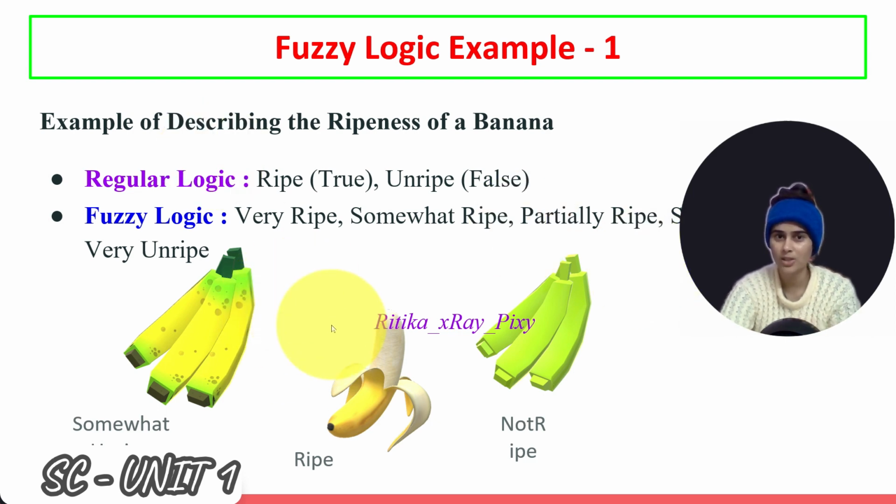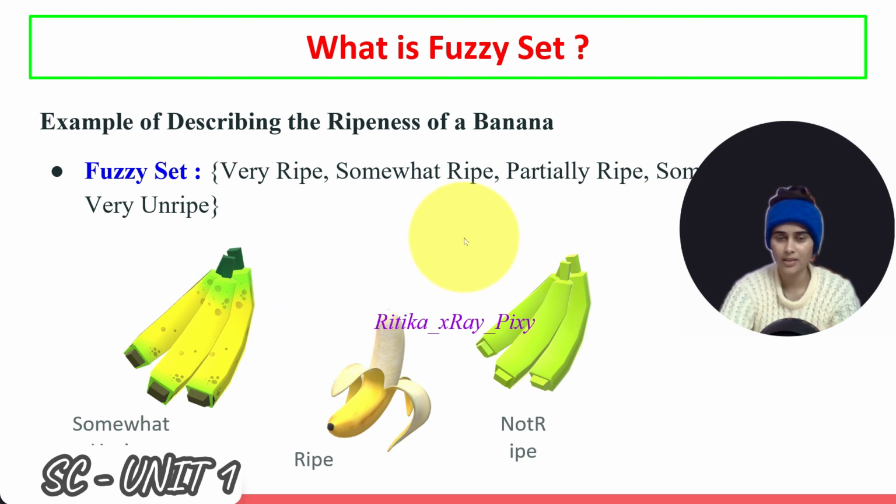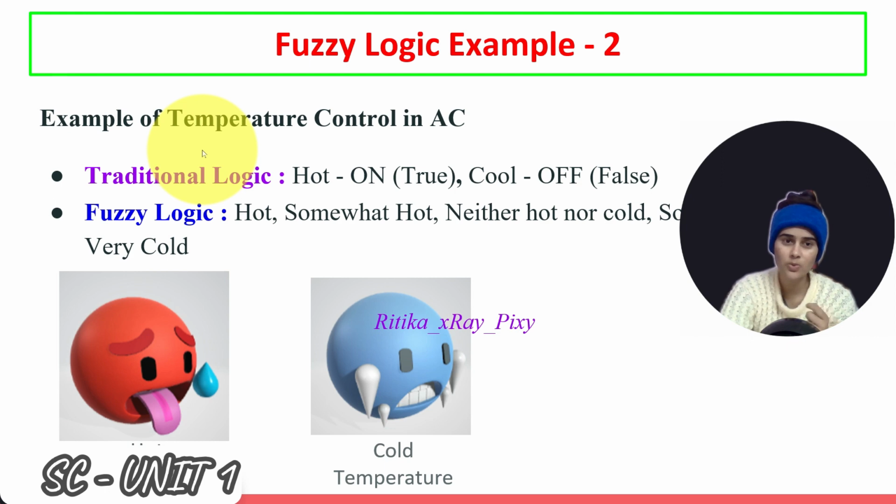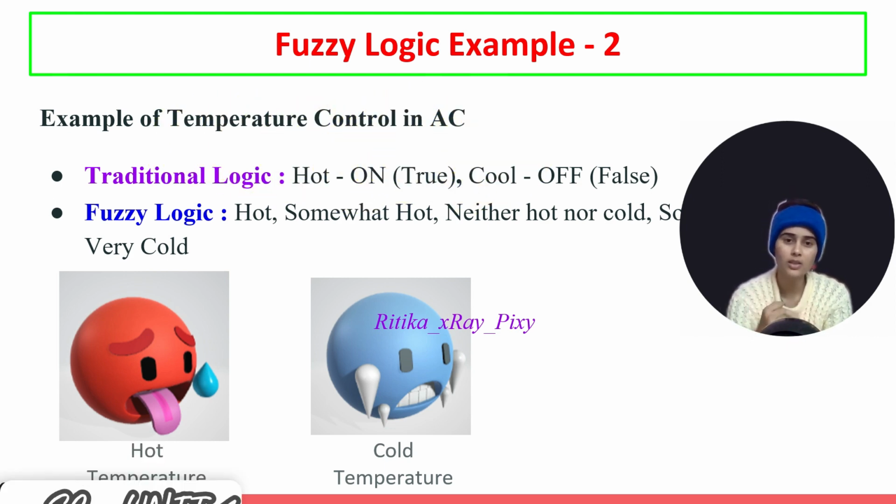Here, using fuzzy logic, we describe the ripeness of a banana, and you can see we have a number of cases. But in traditional logic, there is no in between, either yes or no. Another example: suppose we have temperature control in an air conditioner. In traditional logic, when the environment is hot, we will turn on the AC, that is true. If it is cool, we will turn off the AC, that is false. So there is on, off, true, false, there is no in between.